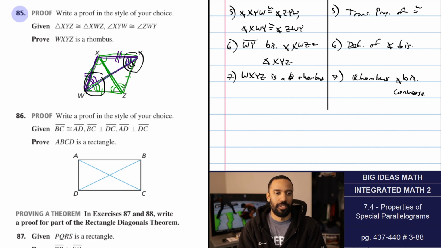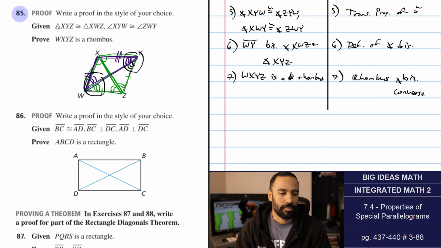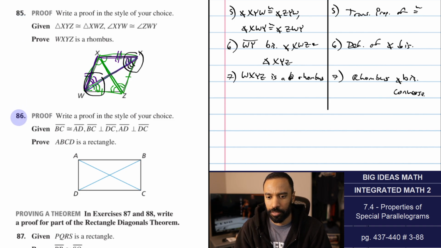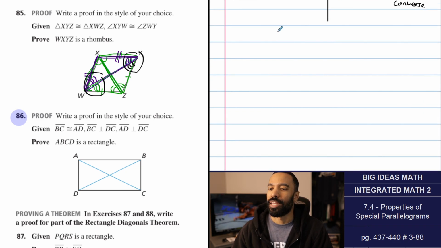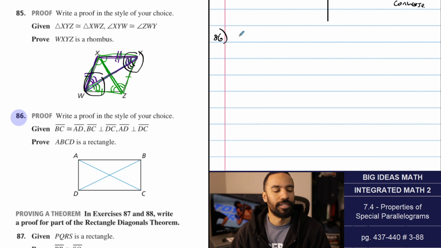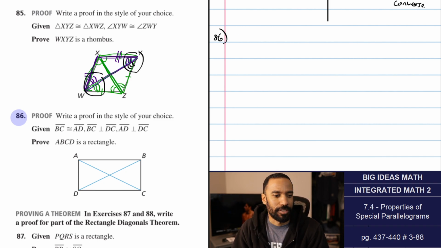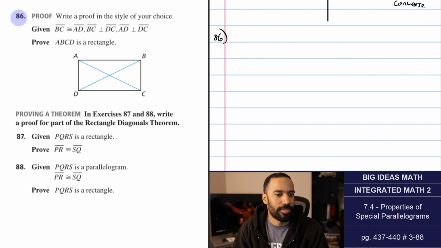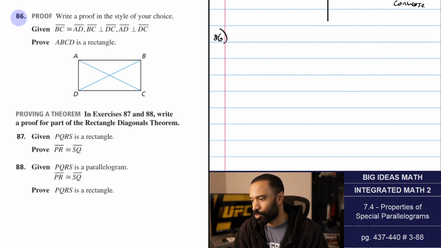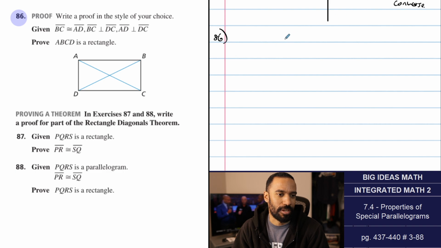Okay. Number 86. Write a proof in the style of your choice. How long have I gone so far? Past 3 hours. Okay. Never a fan. 86. Especially in the middle of the night. On my weekend. Oh boy. It's 6:23 in the morning. It's morning now, it's not the middle of the night anymore. I started this in the middle of the night.